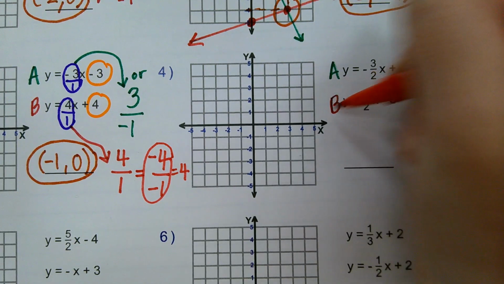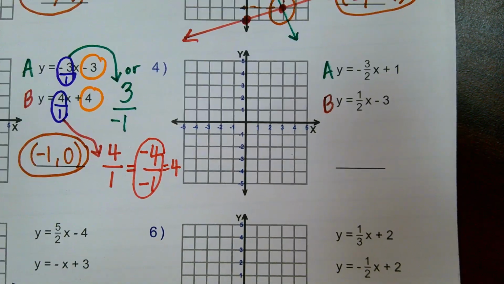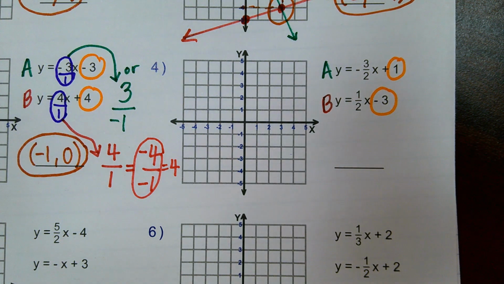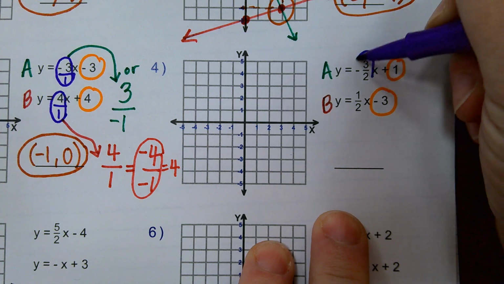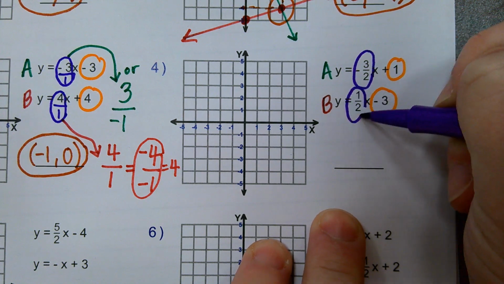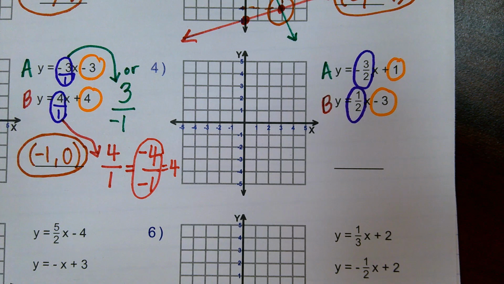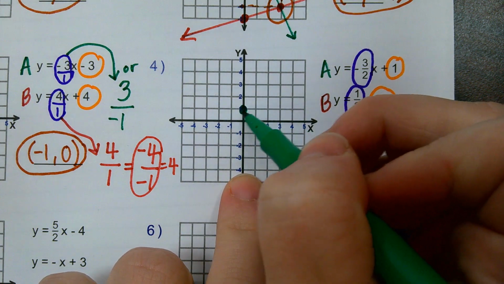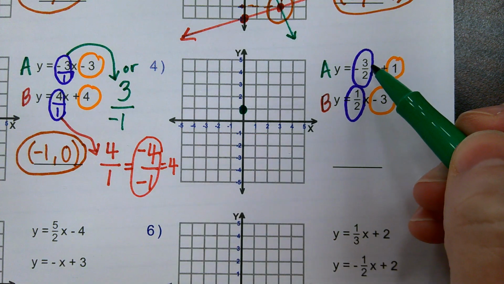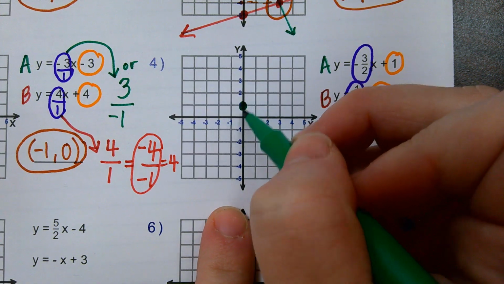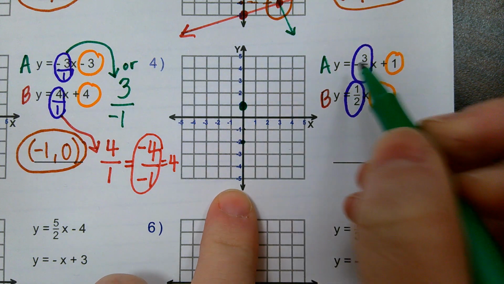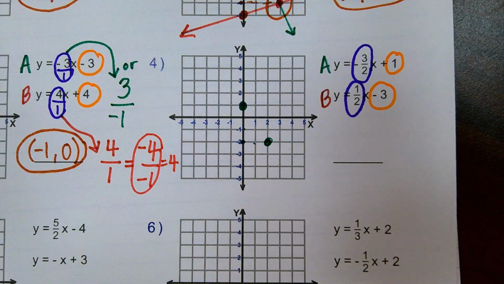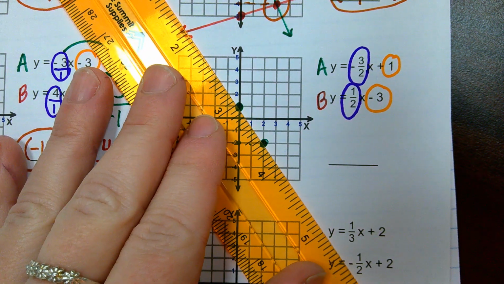A and B. What are the y-intercepts? 1 and -3. Good. What are our slopes? -3 over 2 and 1 over 2. Good. -3 over 2 and 1 over 2. So let's start with A. First point goes where? +1 on the y-axis, and down 3. Good. Down 3. 1, 2, 3. Over 2. 1, 2. There's A. Connect the dots.